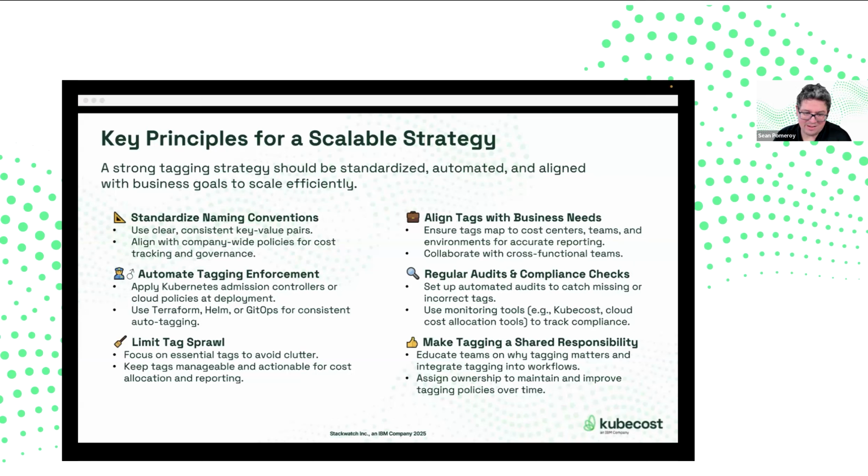So if you have, say, a tag key called cost center, maybe one person puts it in as all lowercase, another puts it in as all uppercase, someone else puts it in as camel case. Those are technically three different tags or labels, even though they have basically the same key, because most providers treat a case separately. Alignment on tags with business needs, right?